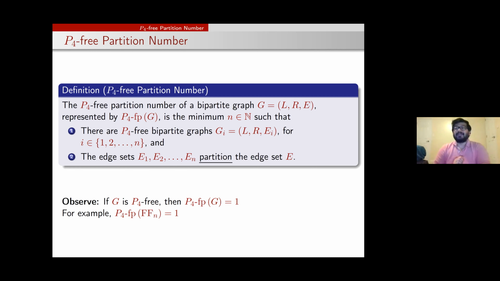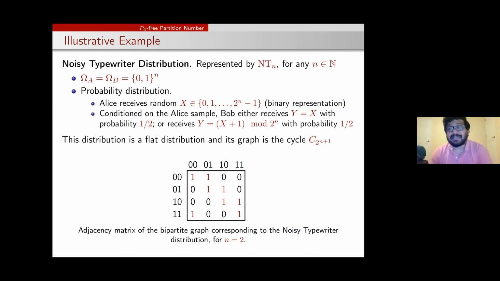Okay, so let me move ahead and introduce another example. So consider the noisy typewriter distribution. Again, Alice samples n-bit strings and Bob samples n-bit strings. The probability distribution is as follows. Alice receives a random number whose binary representation is the n-bit string. Bob receives either the same number or one more than the number.